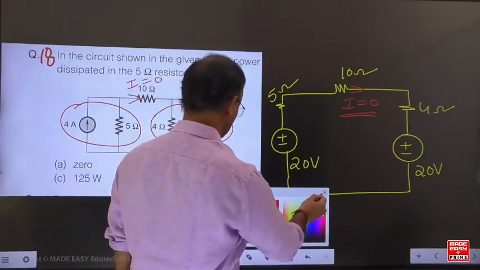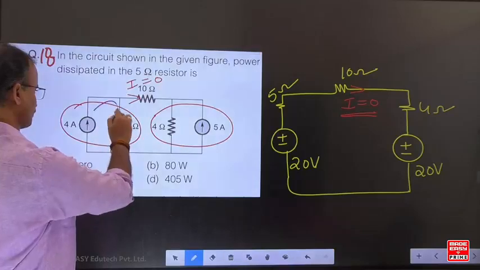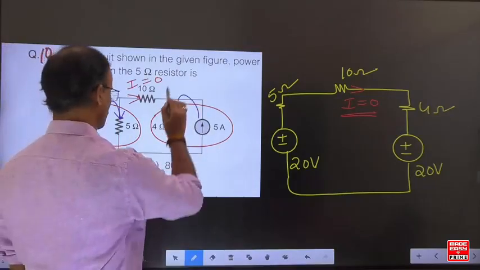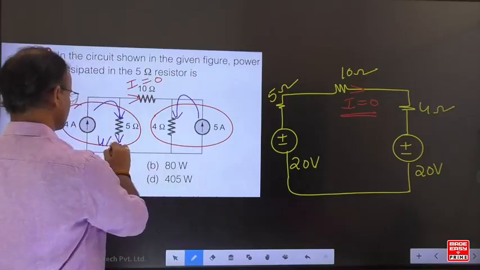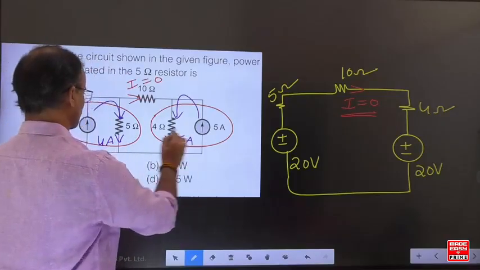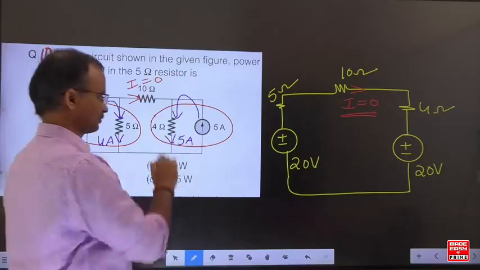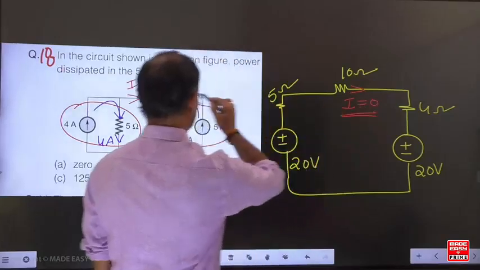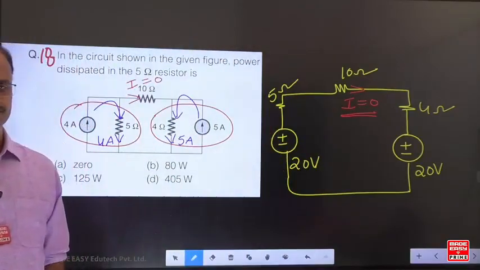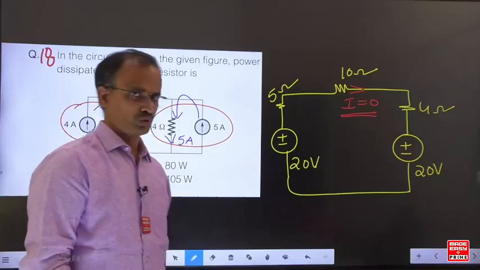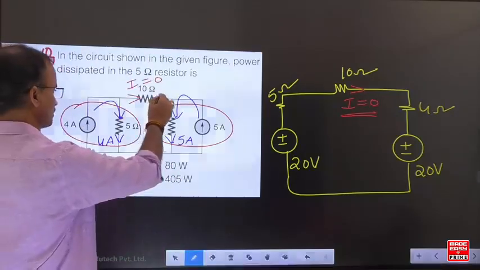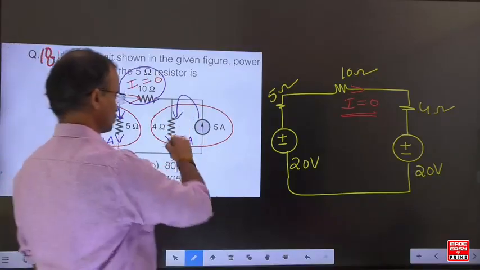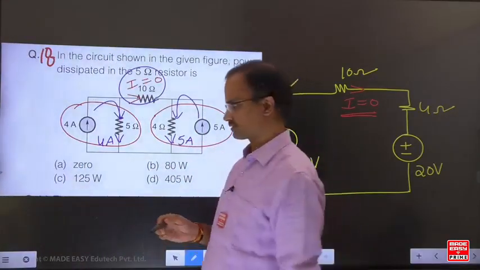Now, with the current in the 10 ohm resistance being 0, the entire 4 ampere current goes to the 5 ohms, and the entire 5 ampere current goes to the 4 ohm resistor. The answer you got here, we indicate in the original figure. No source is contributing current to the external resistance, thereby the entire current goes to its own internal resistance.